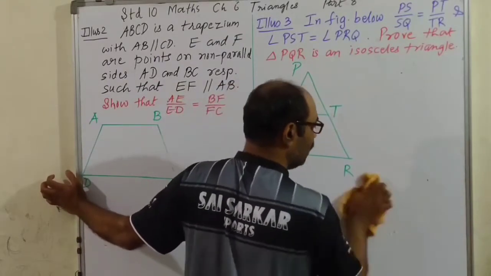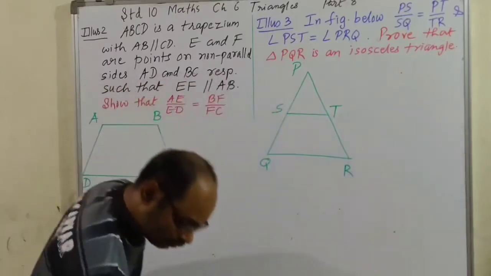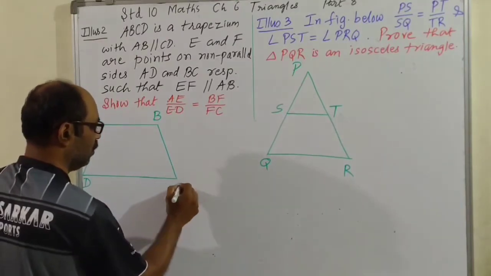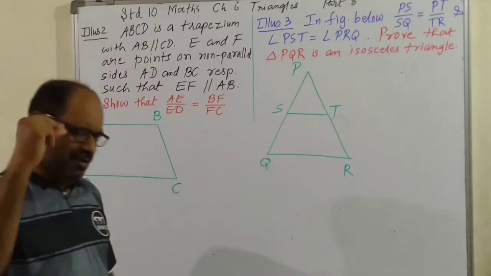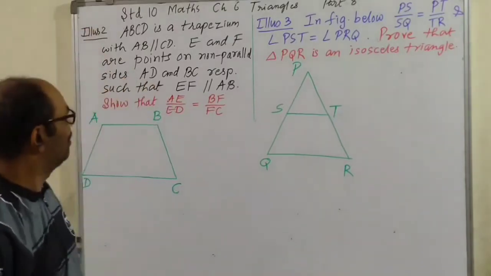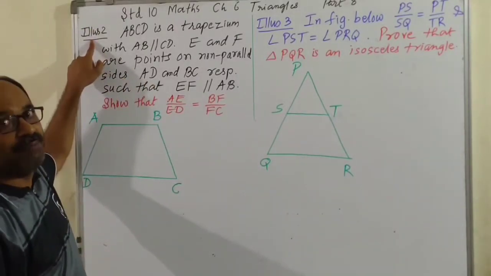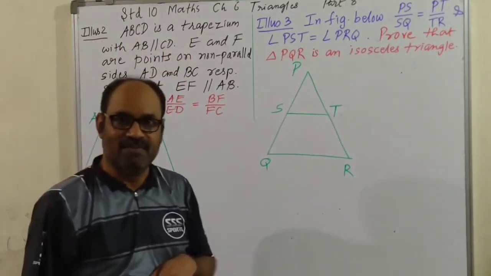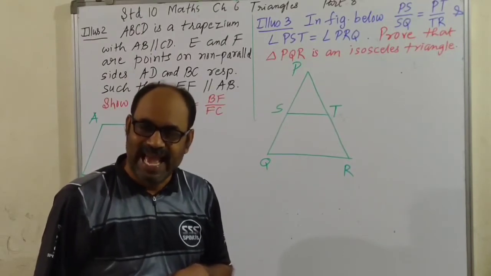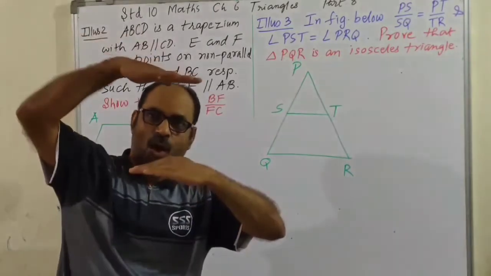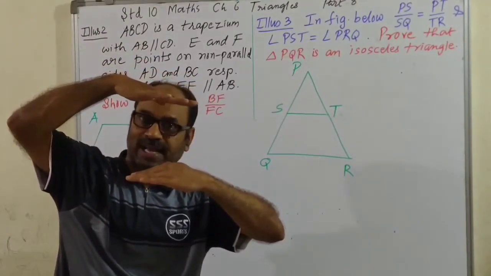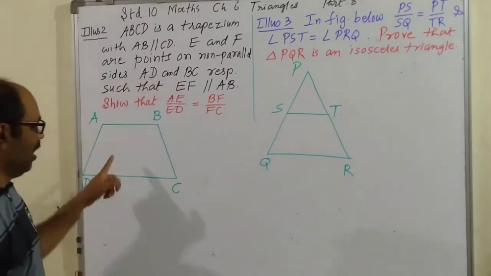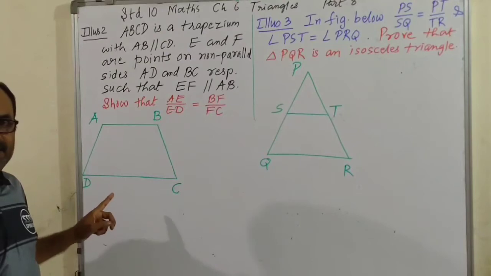Okay, children, now see. Fine. Children, you will do very quickly. See this. First, example 2, illustration 2. ABCD is a trapezium. Do you know what is a trapezium? Yes, a quadrilateral having only one pair of opposite sides parallel, and the other pair of opposite sides non-parallel. So here is the trapezium. ABCD is a trapezium.